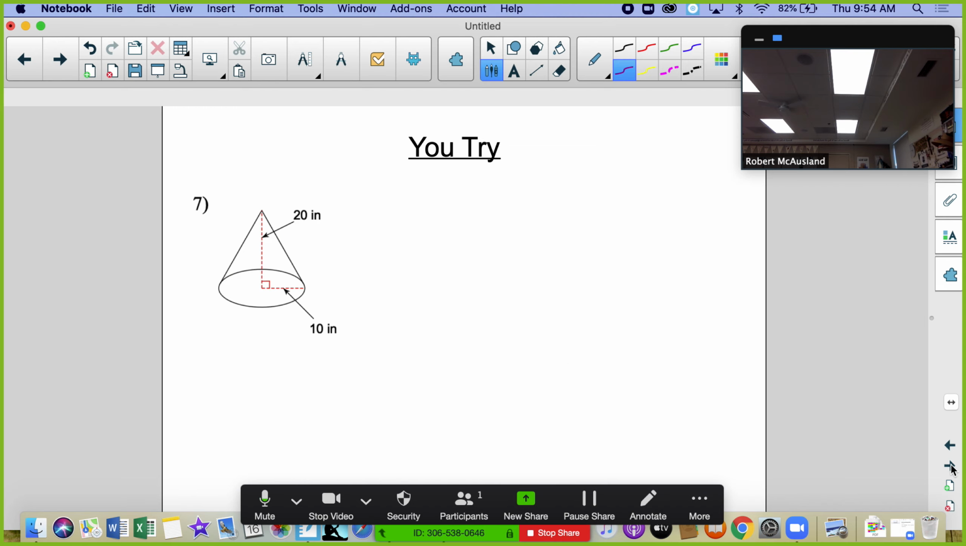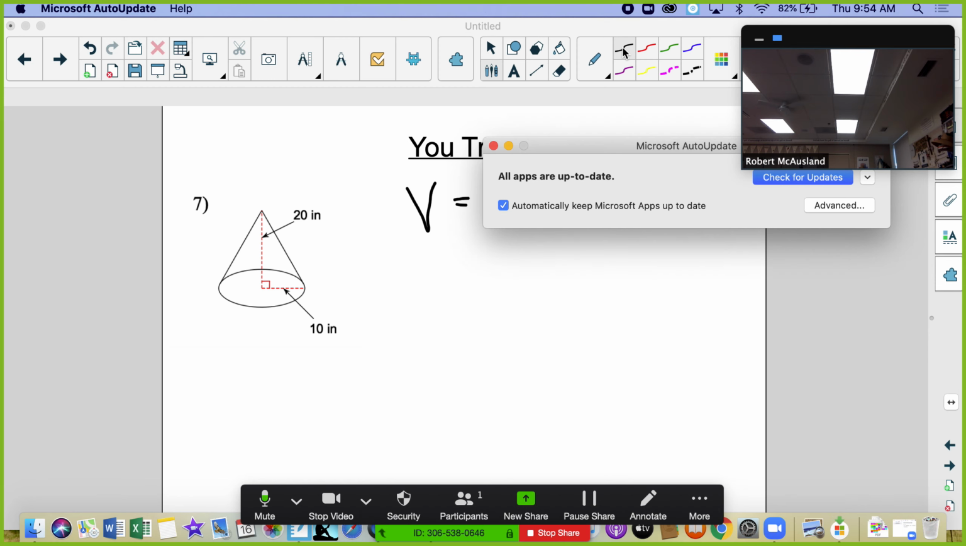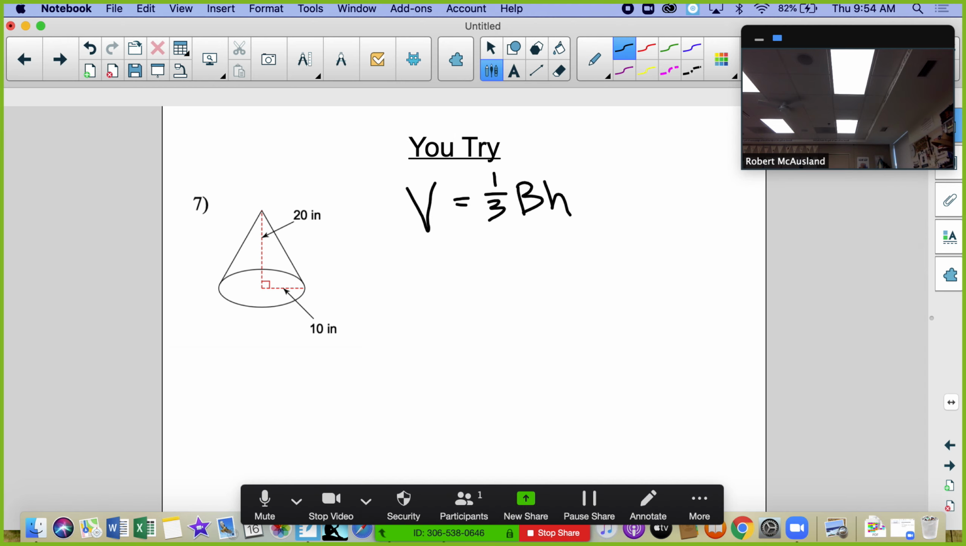Now the last one that we're going to try today is a cone. What do you think that formula is going to be for the volume of a cone? It only has one base, so yes, volume equals 1/3 big B times H. So you try it, think about what that base shape is, and then what's the area of that base. Make sure you're showing your steps, and then when you're ready, unpause it.